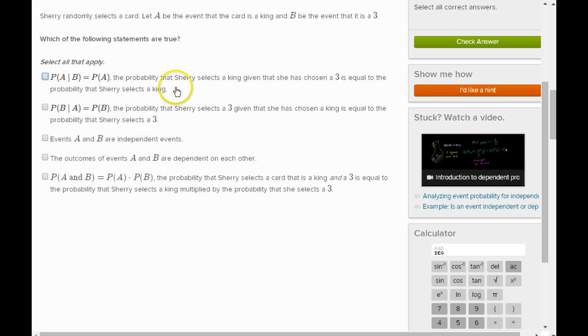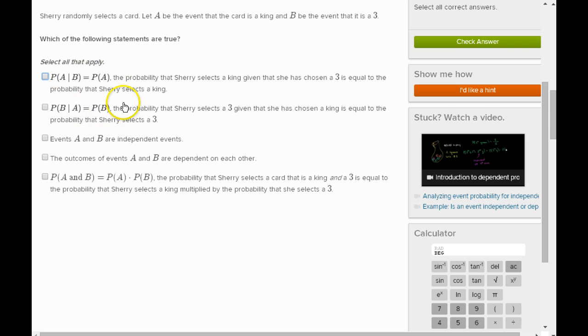Furthermore, if they said, okay, she's going to pick 2 cards, then after she's taken 1 card out of the deck, a 3, the probability of getting a king increases a little bit because there are fewer cards to pick from. So they are not equal. How about this? The probability that Sherry selects a 3, given she's already chosen a king. By the same exact logic, if she's already chosen a king, then we know it's not a 3, and that probability goes to 0. So this is not true either.